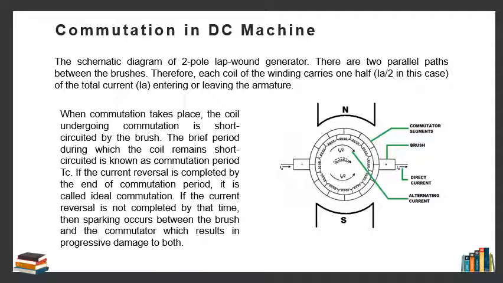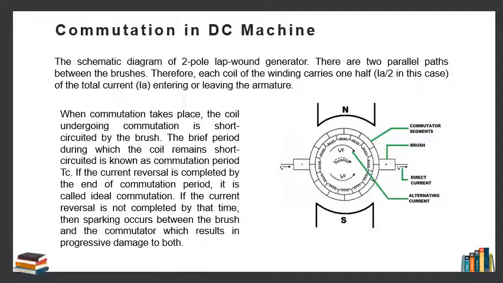When commutation takes place, the coil undergoing commutation is short-circuited by a brush. The brief period during which the coil remains short-circuited is known as the commutation period, represented by Tc. If the current reversal is completed by the end of the commutation period, it is called ideal commutation.